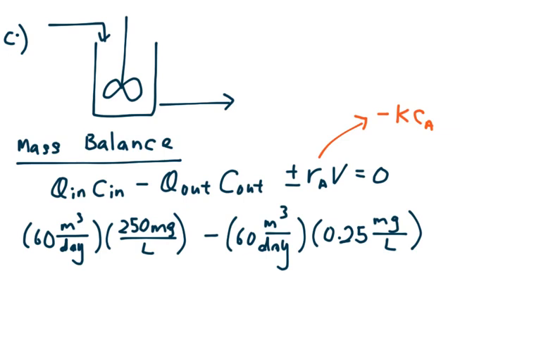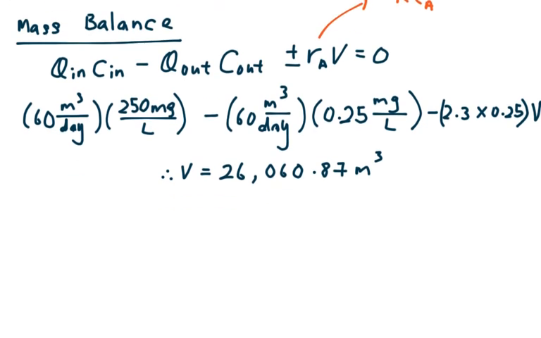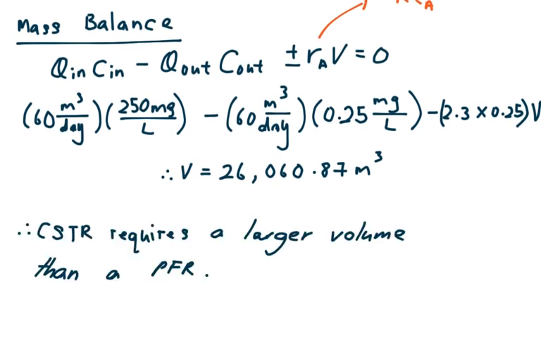So the K value is given as 2.3, and then the concentration of A, we found it to be 0.25, multiplied by V. So if you were to solve this entire equation, you will find that V is equal to 26,060.87 meter cube. With that, you can then conclude that the CSTR will require a larger volume than a PFR for the same conversion.